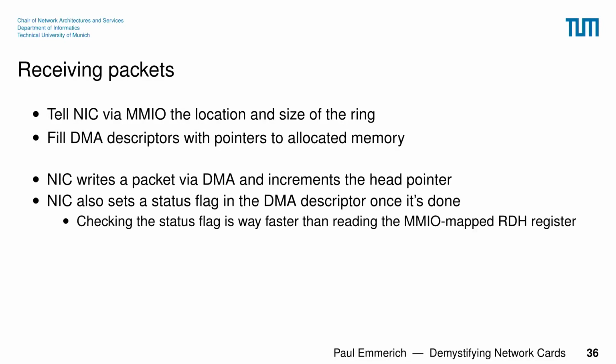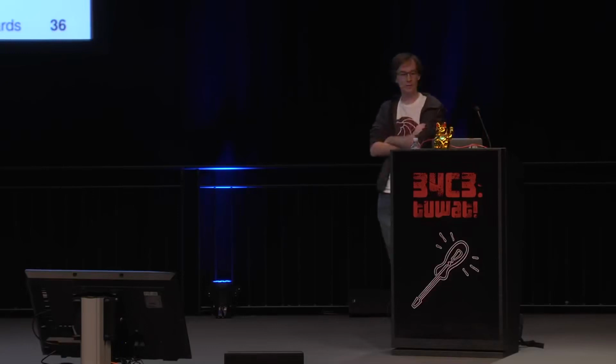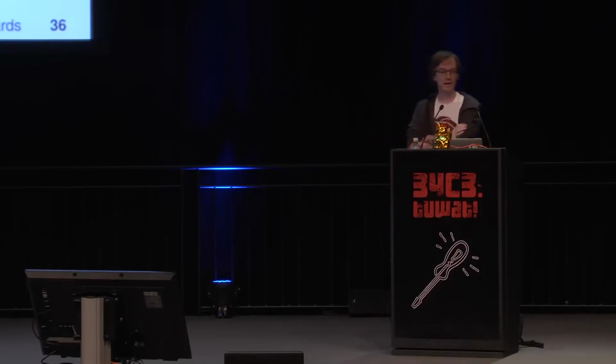And now what the NIC does, it fetches one of the DMA descriptors, and as soon as it receives a packet, it writes the packet via DMA to the location specified in the register and increments the head pointer of the queue, and it also sets a status flag in the DMA descriptor once it's done writing the packet to memory. And this step is important because reading back the head pointer via MMIO would be way too slow. So instead we check the status flag, because the status flag gets optimized by the cache and is already in cache, so we can check that really fast.